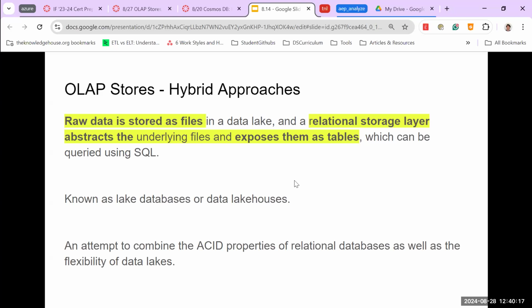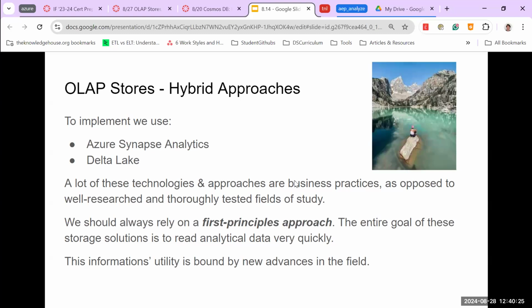It's basically an attempt to combine the ACID properties of a relational database with the flexibility of a data lake. Now, to implement this, we would have to create something called Azure Synapse Analytics and also create something called a Delta Lake.